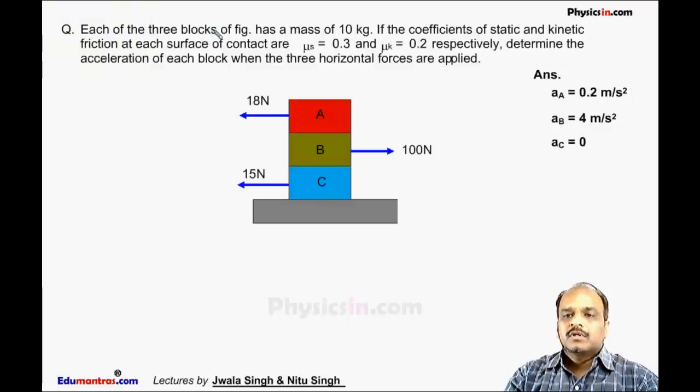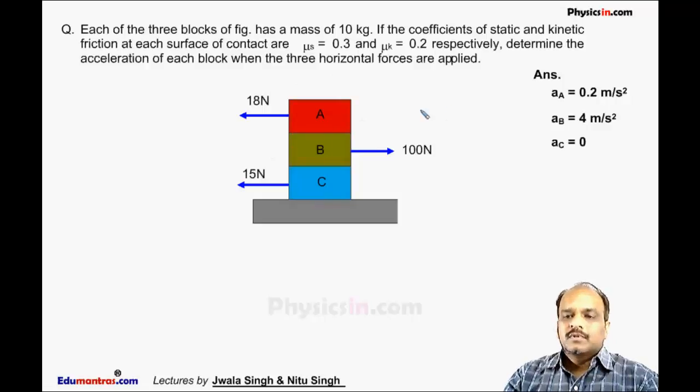Each of the three blocks in the figure has a mass of 10 kg. The coefficients of static and kinetic friction at each surface of contact are 0.3 and μk = 0.2.